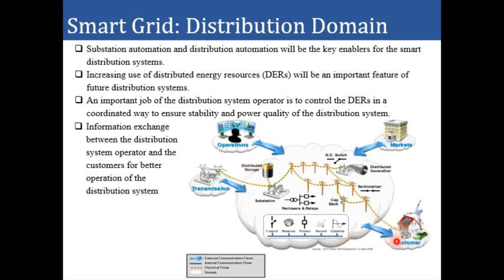The customer is changing from a customer to a prosumer role. So he is now the consumer as well as the producer of the electricity. A lot of interaction is being done by the customer with the distribution system, and this causes a lot of protection as well as stability related challenges in the distribution system. So the distribution system operator has a key role to ensure the stability of the distribution system.